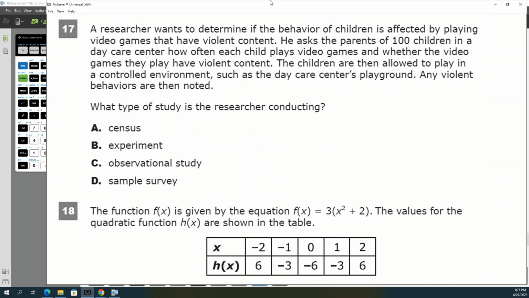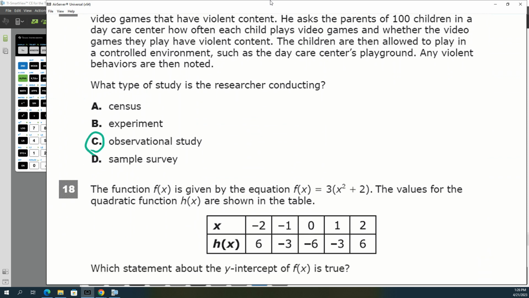All right, for 17, a researcher wants to determine if the behavior of children is affected by playing video games that have violent content. He asked parents of 100 children in a daycare center how often they play video games and whether the video games have violent content. The children are then allowed to play in a controlled environment, such as the daycare center playground, and any violent behaviors are then noted. So this is an observational study because they don't make any changes to their behavior or what they're doing, and they just do what they always do, and they're observed, which is an observational study.